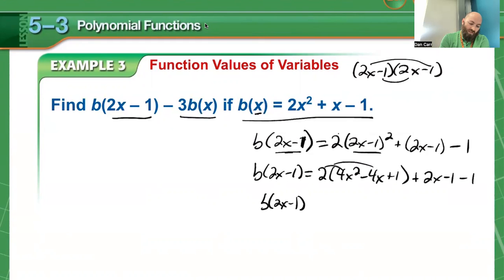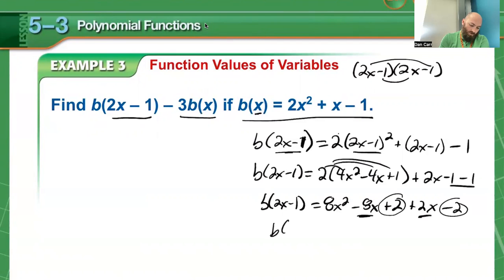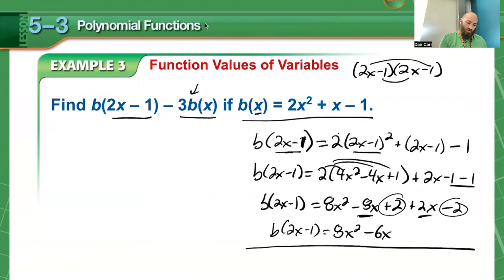Okay, we're going to go ahead and distribute this now. So I get 8x squared minus 8x plus 2 plus 2x, and then I'll just put these two together and make it a minus 2 at the end. From there, I'm just combining my like terms. So I've got negative 8x, positive 2x, positive 2, and negative 2. So b of 2x minus 1 is equal to 8x squared. Negative 8 plus 2 is a negative 6x, and then positive 2 and negative 2 just cancel each other out, so it's done. All right, so the other thing I want to do is 3 times b of x. So I'm going to do that as well.